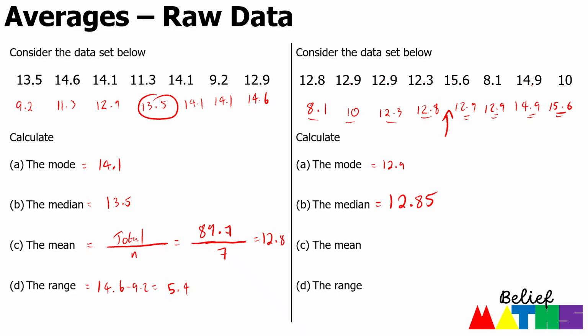values. If you can't see that, you just add those two numbers together. So you could have got that by doing 12.8 plus 12.9 divided by 2, and that will give us our 12.85. The mean and the range are worked out in exactly the same way as the first example, so I'm going to leave those for you to try.